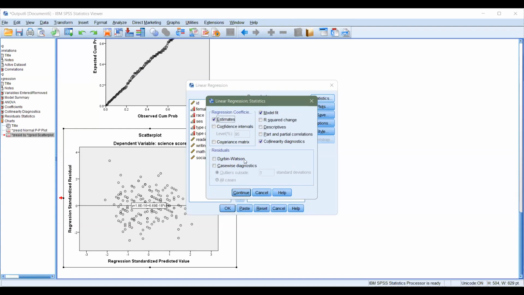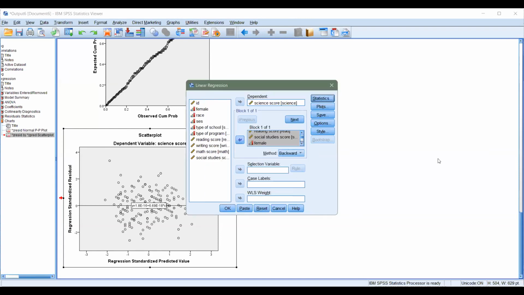Now here, when you are ready for the model, after checking all the assumptions, don't put the linear diagnostics. Okay, I have not covered linear diagnostics now. What we have done, we want the R-squared change, descriptives, and the 95% confidence interval is very important. So you have to check all these. Okay. So let me go up.